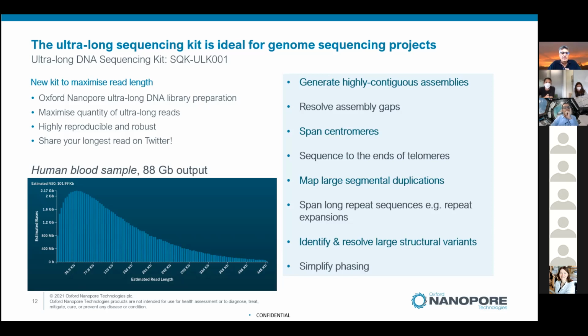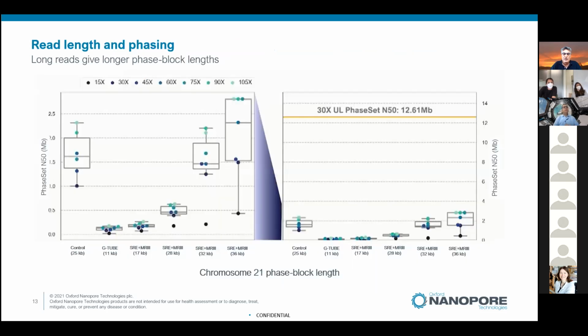On the left-hand side here is a run from the Garvan early last year, blood on a PromethION flow cell, 88 gigabases, which is pretty good, with an N50 of 102 kb. And you can see the tail of ultra long reads is substantial, going right out into the hundreds of kbs, which really benefits assembly and structural variant analysis, etc.